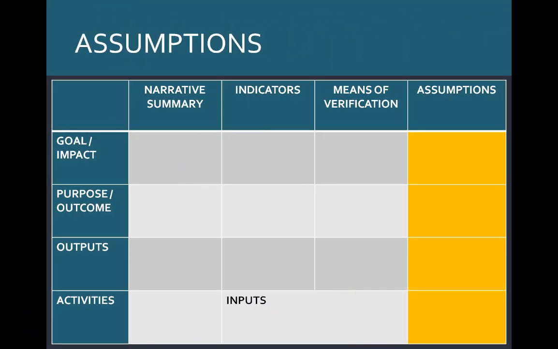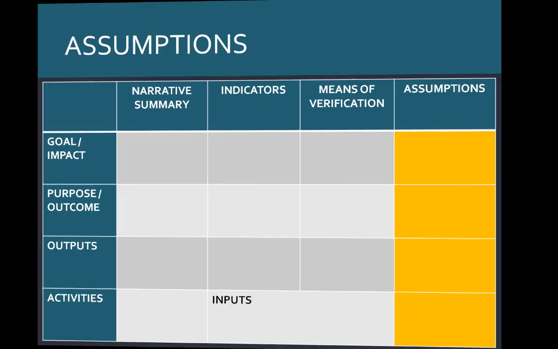And this comes again in the right hand column. Notice this time we start at the bottom. We have what is called a precondition, which is things that need to be true before the activities can take place. And we will have assumptions at precondition level, at output level, and outcome level. You don't always need to have an assumption at the impact level because there's not another level to go to. But the assumption at the impact level is sometimes called a sustainability assumption. But don't worry about that for now.